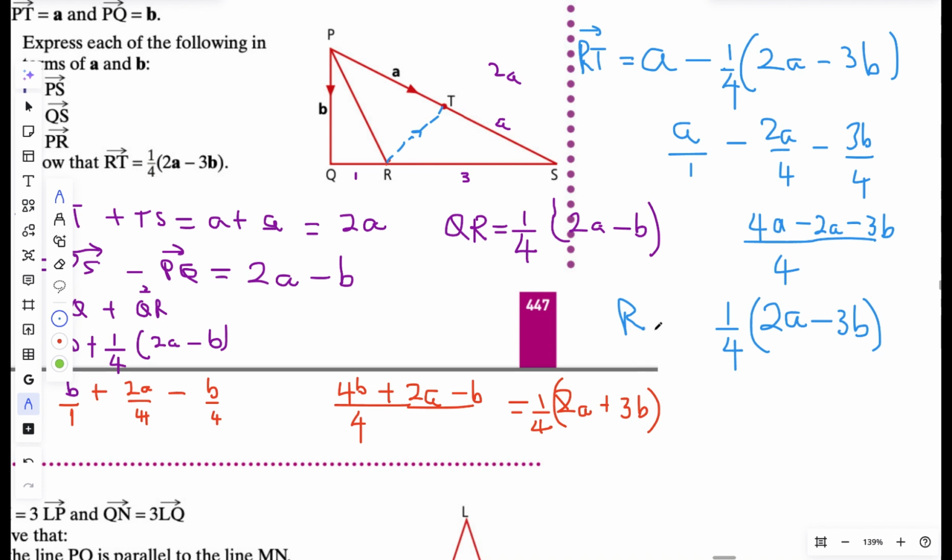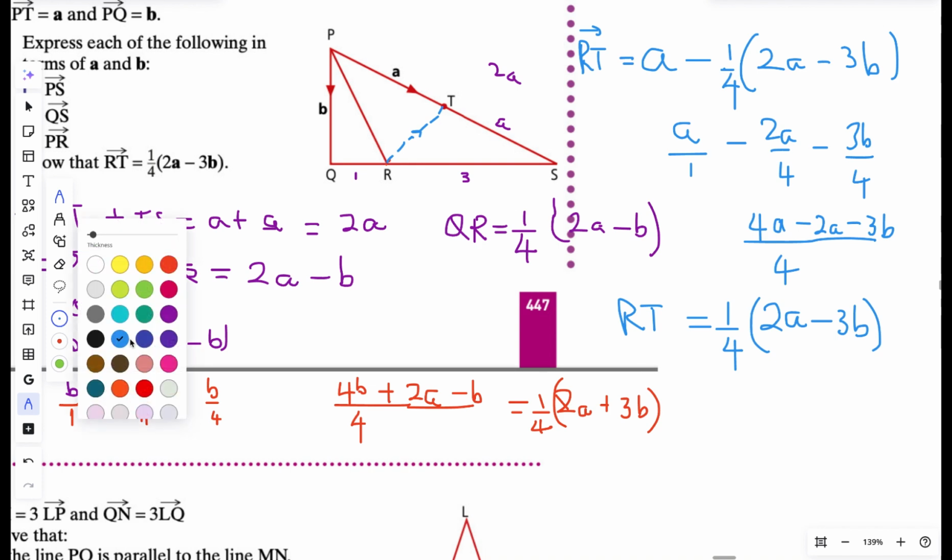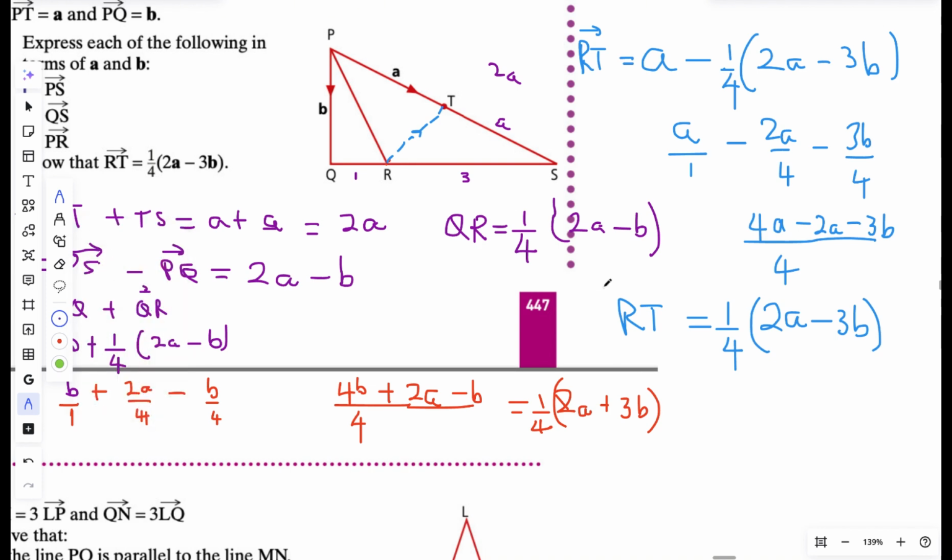Now we go to see what they say we should show, whether we got it. Okay. Yeah, they say we should show that it's 1 over 4 (2A minus 3B). That's exactly what we got. So with this, we come to the end of our today's class.